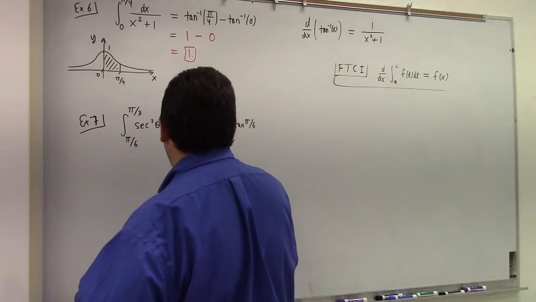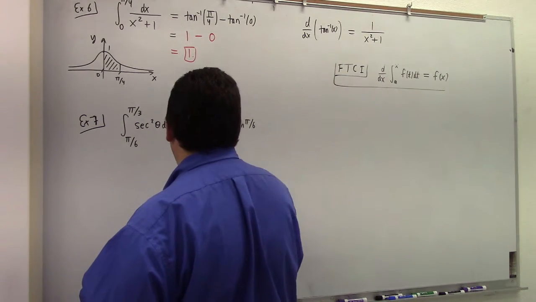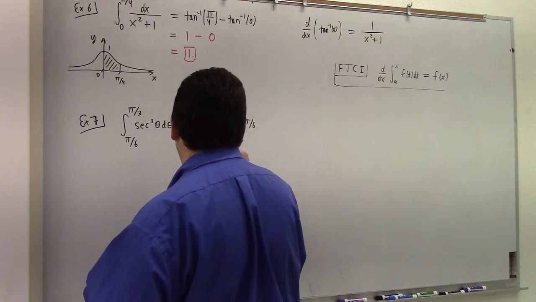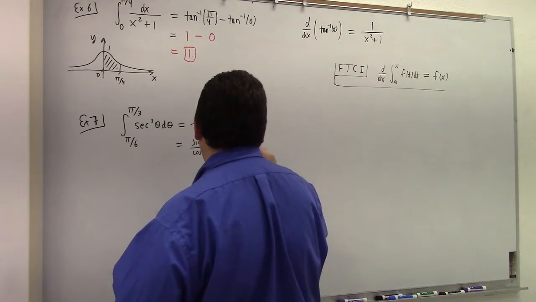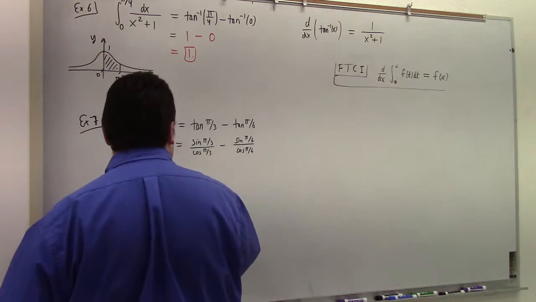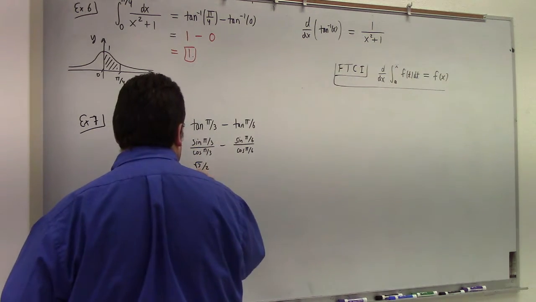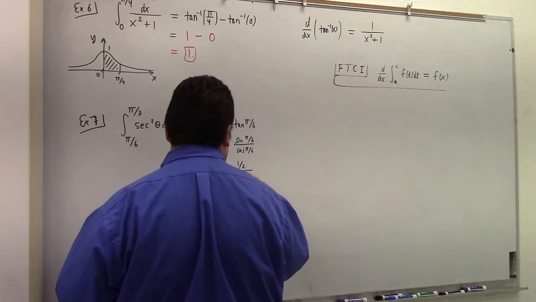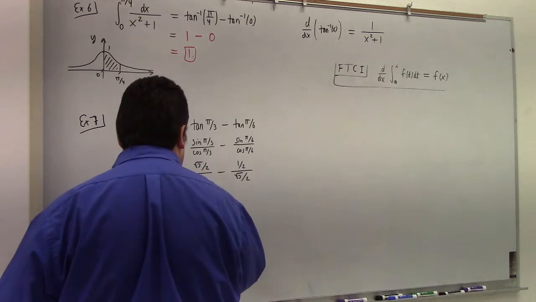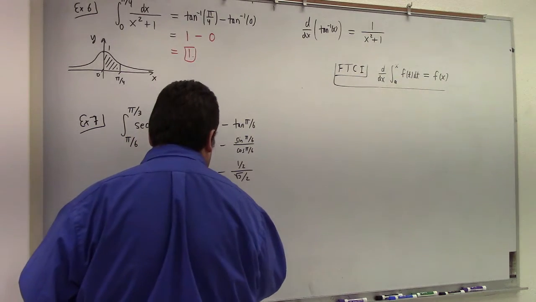Which is like sine pi over 3 over cosine pi over 3 minus sine pi over 6 over cosine pi over 6, right? So that's like root 3 over 2 divided by 1/2 minus 1/2 divided by root 3 over 2. In other words, it's the square root of 3 minus 1 over the square root of 3.